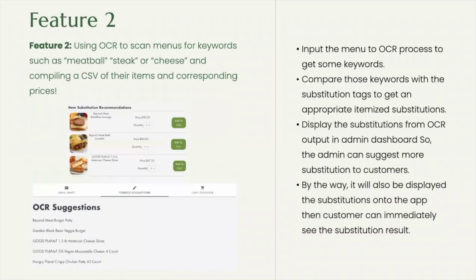Next, feature 2 is about how OCR works. Input the menu to the OCR and get some keywords like cheese, steak, and burger, and then compare those keywords with the substitution tags to get appropriate item substitutions and display them on the suggestion page so the admin can add more suggestions. Otherwise, display them on a recommendation page so the customer can immediately see the substitution results.